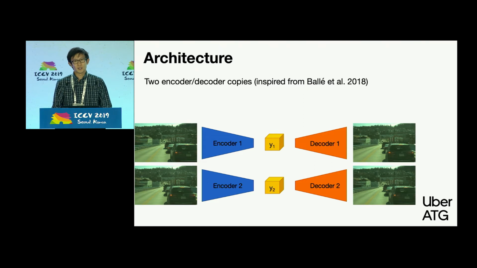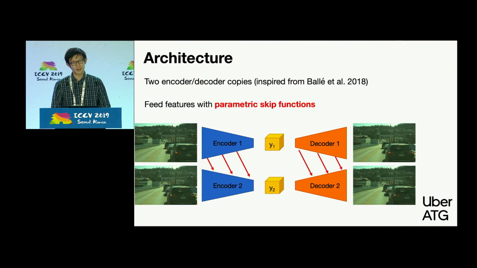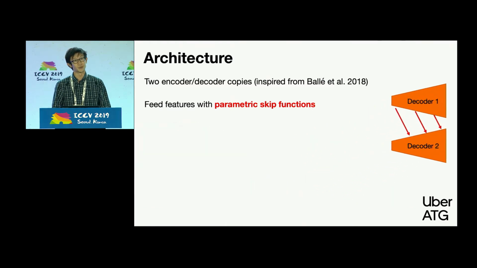So overall, our architecture consists of 2 encoder and decoder copies inspired by the Ballé single image model in 2018. Then we feed features from the first encoder and decoder to the second through these things called parametric skip functions. So let's take a deep dive into what these things actually do.